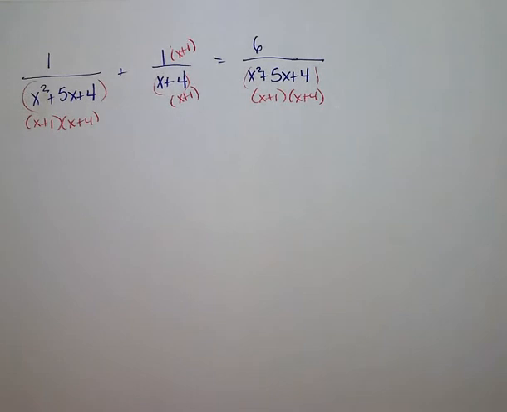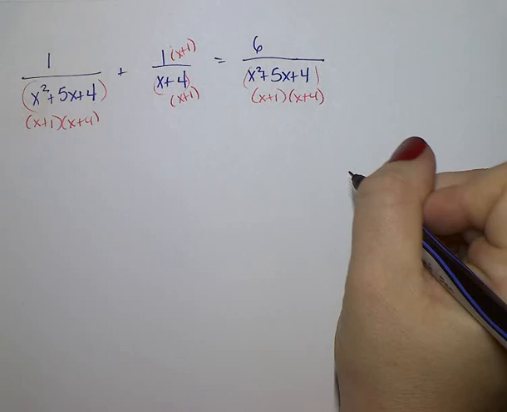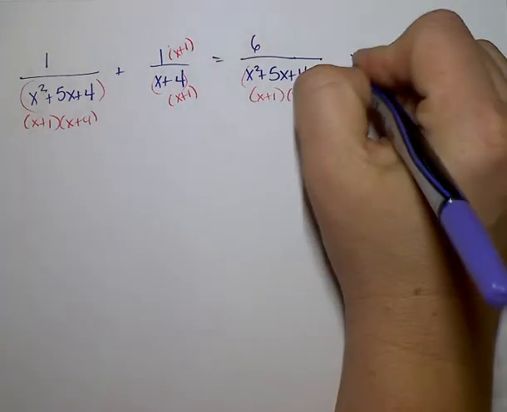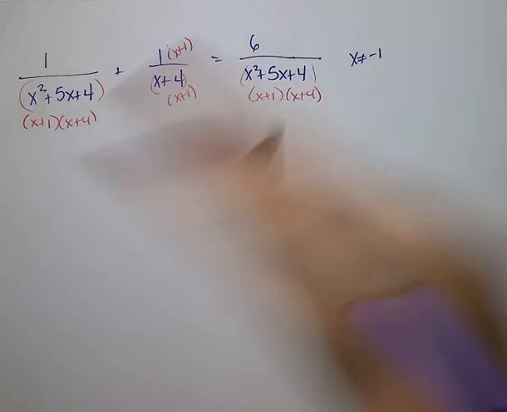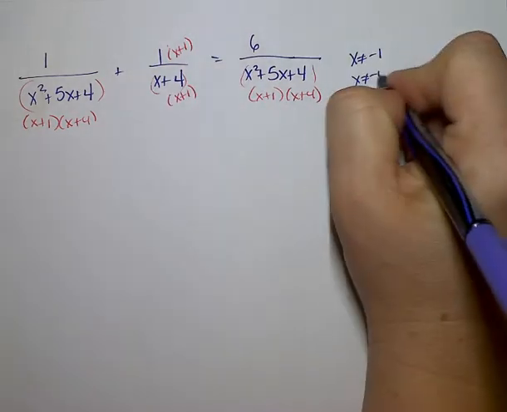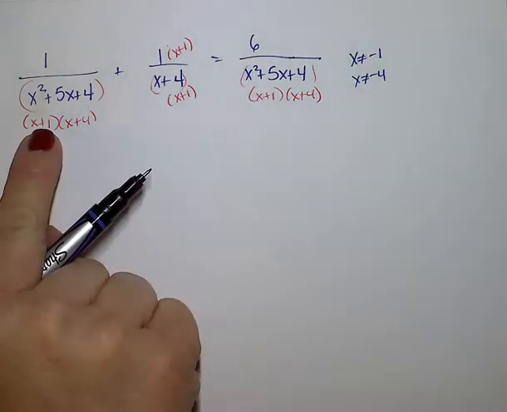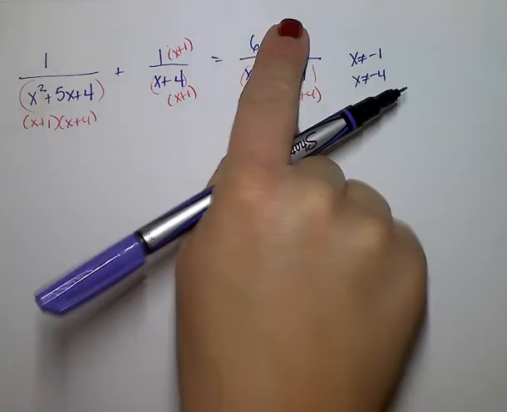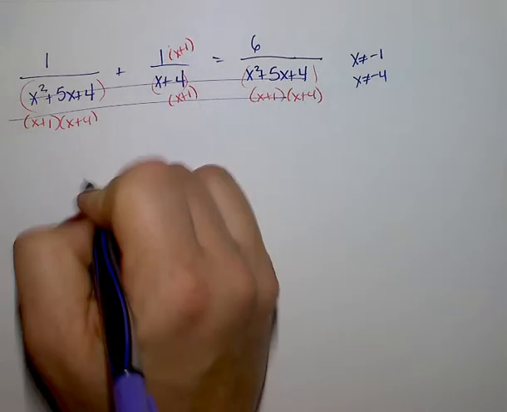Let's go off to the side and identify what the excluded value would be. So out of the original, it cannot be a negative 1, and it cannot be a negative 4. Remember, we achieved that by setting this equal to 0 and solving. Okay, we have a common denominator here now. Let's wipe out the bottom and only work with the top.